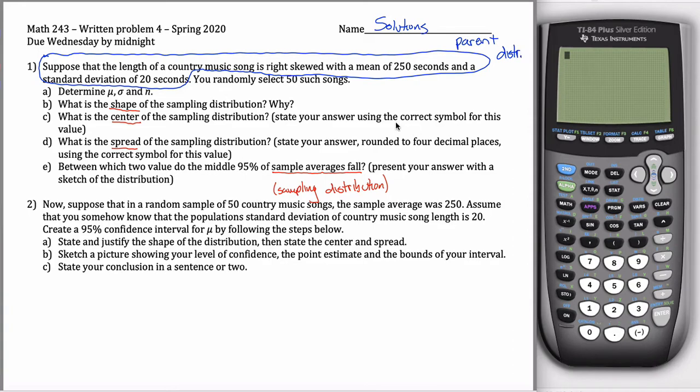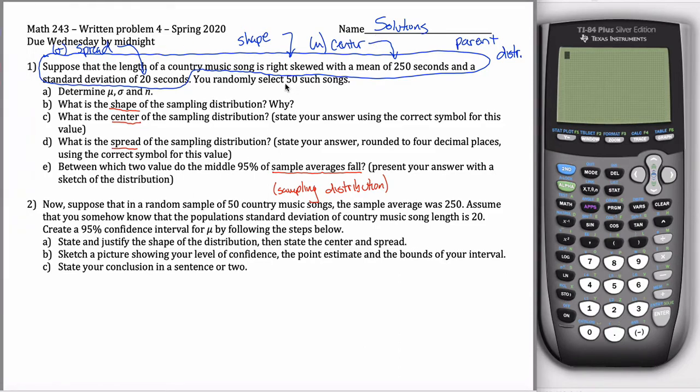And that's fairly important. So specifically, if you read through here, it first tells you about the shape. It's right skewed. However, note that that is not the shape of the sampling distribution that you asked about in part B. That's the shape of the parent distribution. Similarly, it gives you the center and the spread of your parent distribution. The center of your parent distribution is mu, and the spread of your parent distribution is sigma.